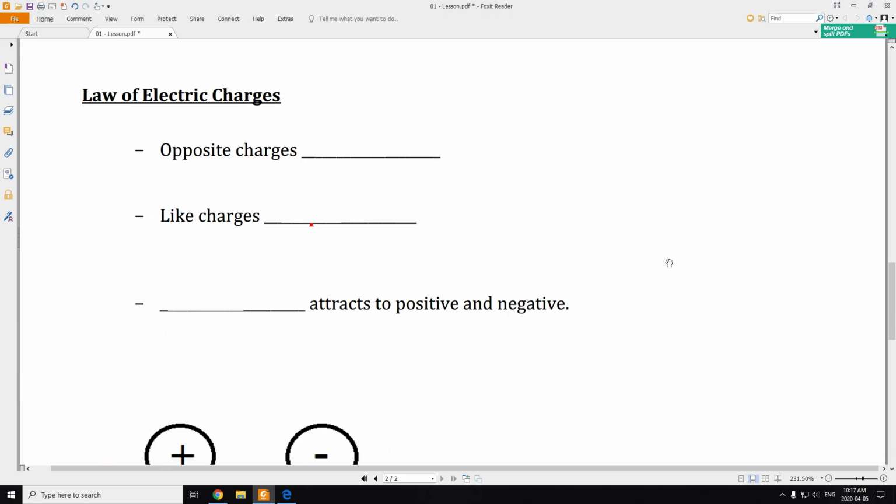All right, so that moving is something called the law of electric charges. What we've found out is that different charges will either attract, pull towards each other, or repel each other, push each other away. So if you have opposite charges, a positive thing and a negative thing, those objects will attract together.